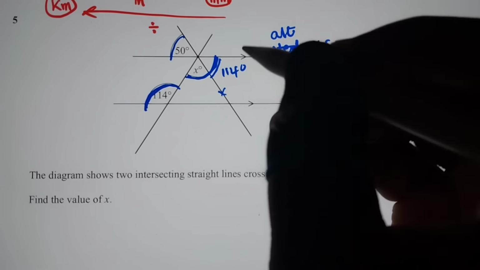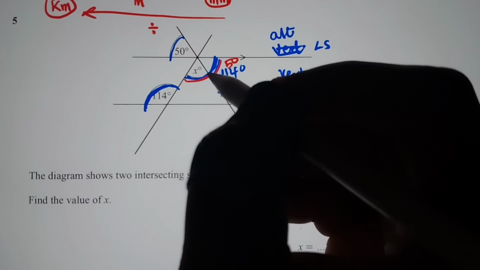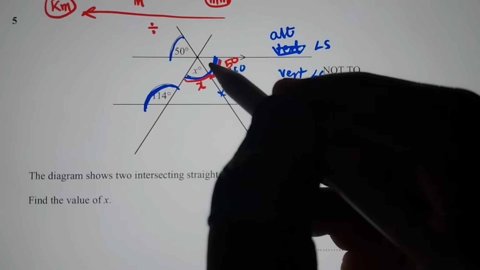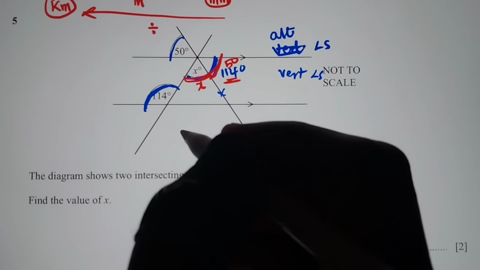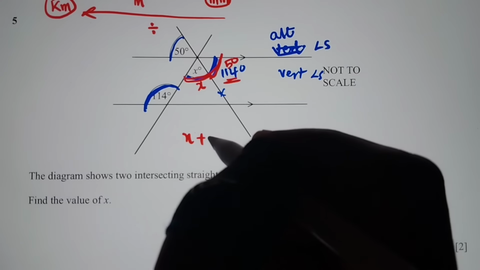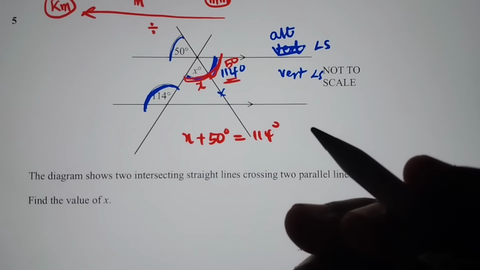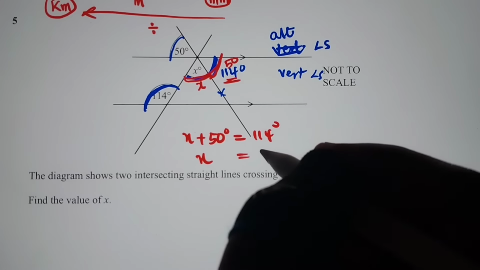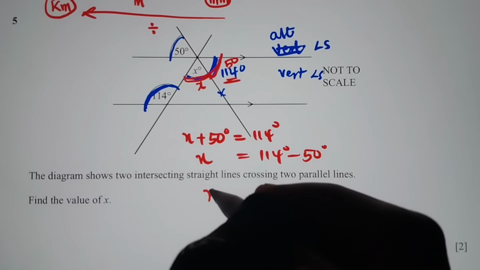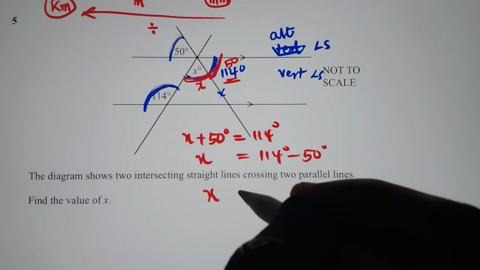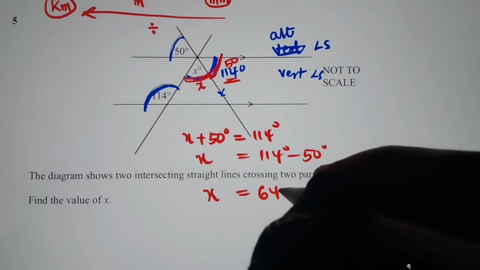That simply means that for this place, I have 50 degrees. Now, here is x and here is 50. But altogether, it is 114 degrees. If we bring that out, we simply have x plus 50 degrees is equal to 114. That's the relationship between them. Then we can solve for x to say x is 114 minus 50 degrees. And when you press your calculator for that, this will simply give us 64 degrees. So here is 64 degrees.